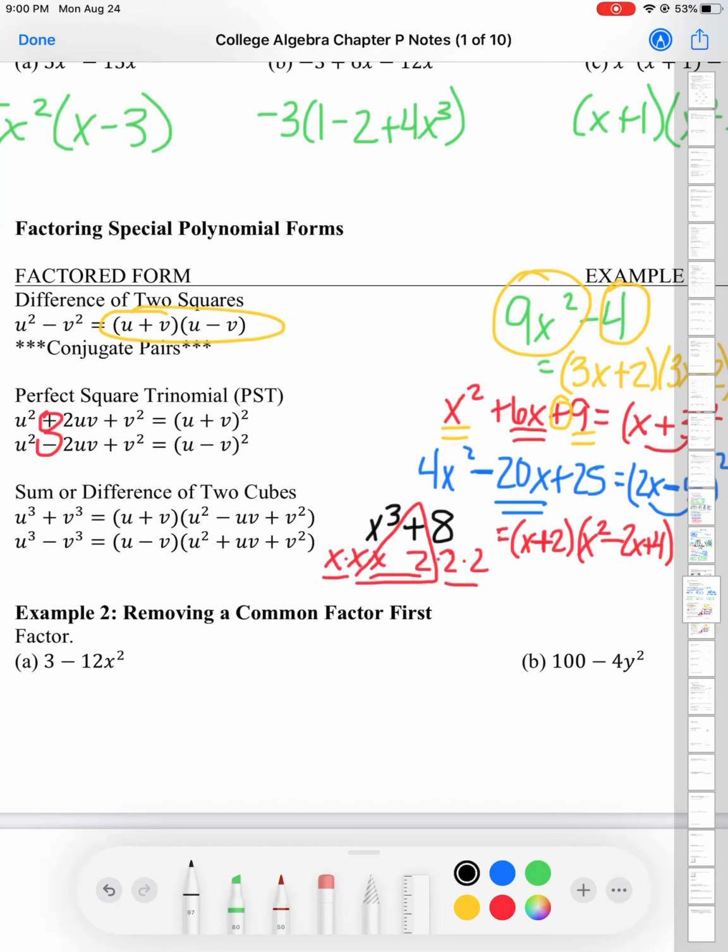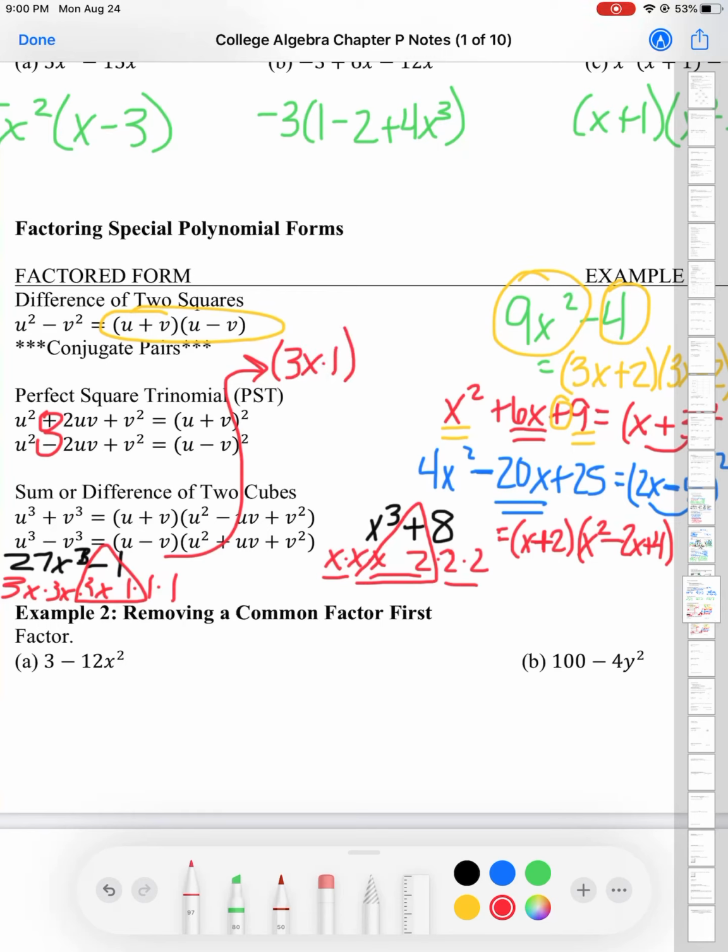So if we try it with a difference, let's say I have 27x cubed minus 1. That's a 3, sorry. 27x cubed is 3x times 3x times 3x. And 1 is 1 times 1 times 1. So I'm going to draw my triangle. And I would get, I'm running out of room here. I'm going to draw it up here.